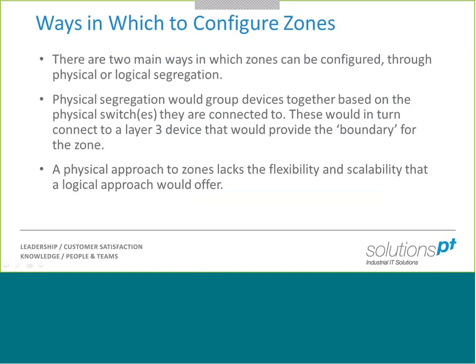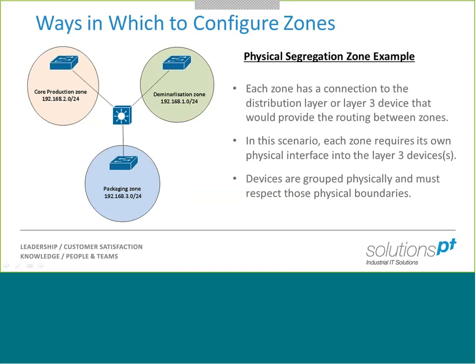So we're going to have a quick look here at an example of a physical segregation of zones. Let's say we've got 3 zones here: a demineralization zone, a core production zone, and a packaging zone. We've got a different IP address range for each of them. All the devices within each zone are connected to the same switches. Those switches in turn connect to this layer 3 switch in the middle of our topology, which essentially provides the connectivity for each of our zones.